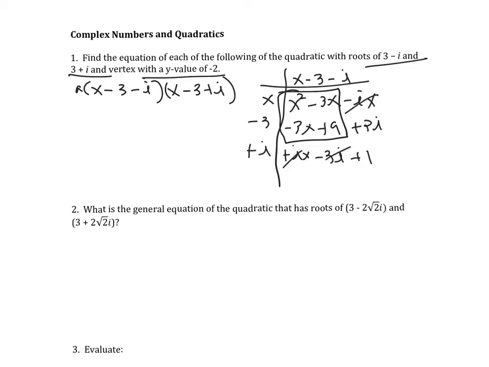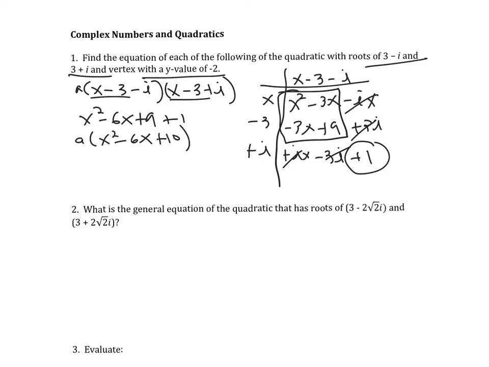These cancel out, and we're left with x squared minus 3x plus 9, or x squared minus 6x plus 9, a perfect square trinomial of x minus 3 times x minus 3. And then the plus 1 that comes from negative i times positive i. And again, we still have our a value, so we have a times x squared minus 6x plus 10.